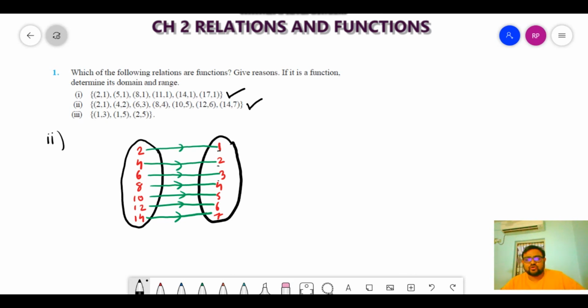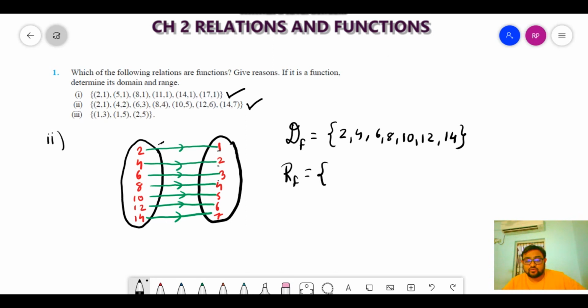Now the domain of the function. The domain of the function D of f will be equal to the first elements, or I can write directly from this: 2, 4, 6, 8, 10, 12, and 14. The range of the function: these are the images of the elements of the domain: 1, 2, 3, 4, 5, 6, and 7. Clear? Okay, so these are the domain and range. Just note it down.